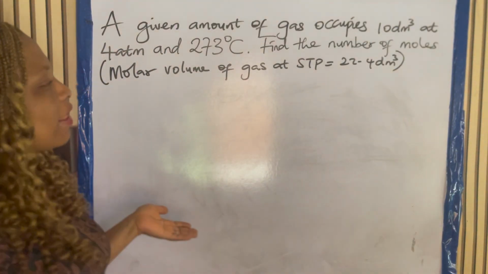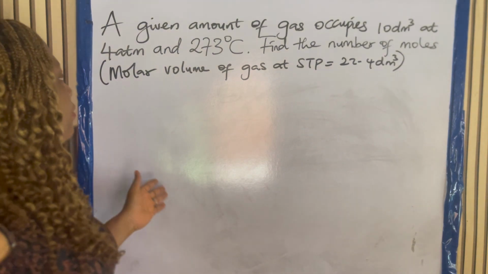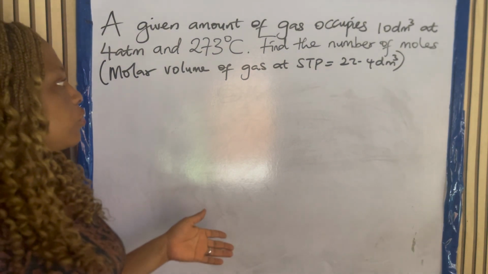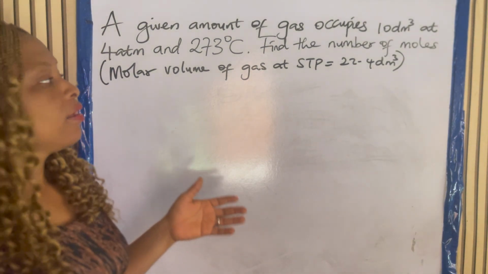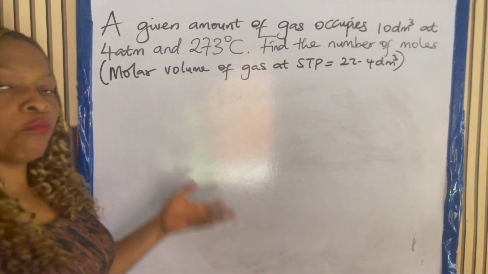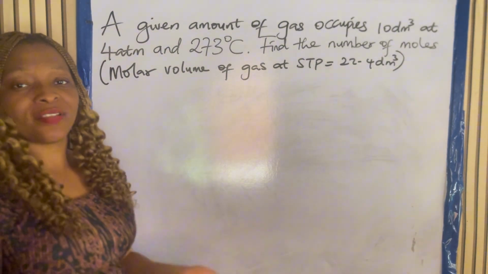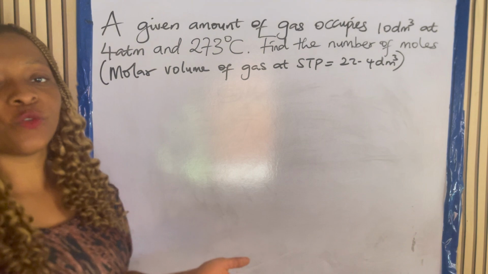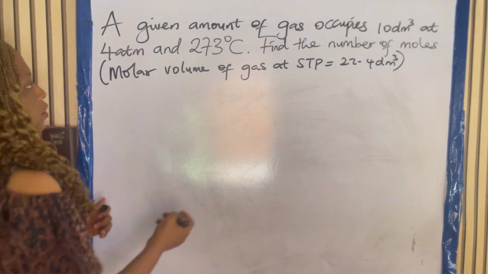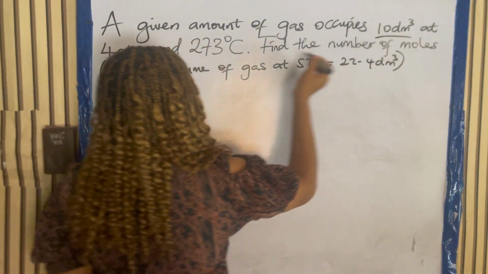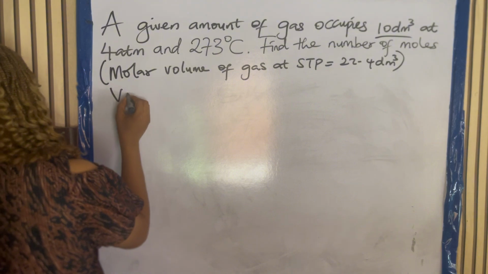A given mass of gas occupies 10 dm cube at 4 atm and 273 degrees Celsius. The question says, find the number of moles. So it is very simple. Now the first thing we are going to do is to write out our parameters. So what are the parameters? 10 dm cube. Dm cube talks about volume.